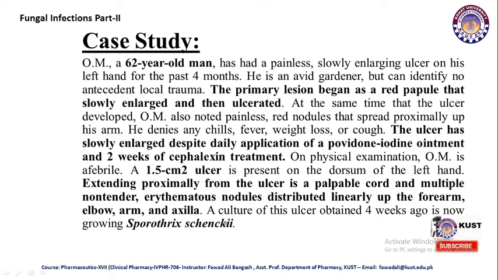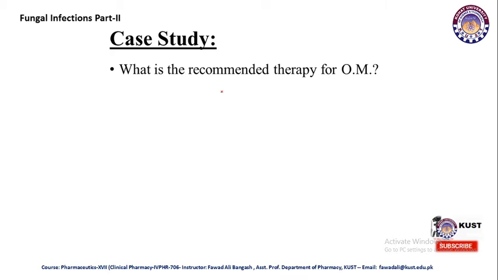So this is a case study. The patient is a 60-year-old man who is a gardener. He has an enlarging ulcer on his left arm. The primary lesion began as a red papule and slowly enlarged and then ulcerated. What is the recommended therapy for OM?